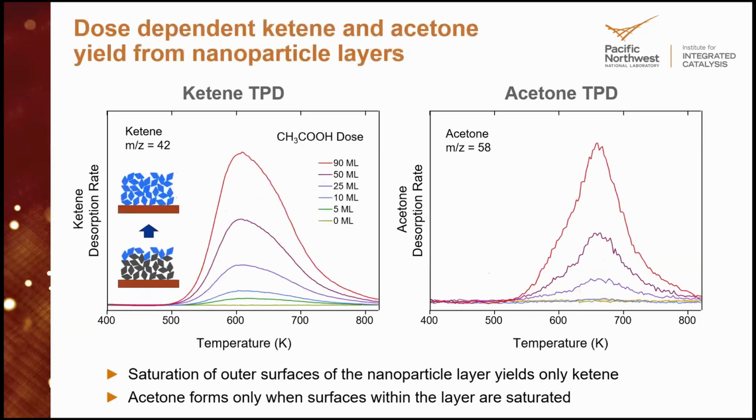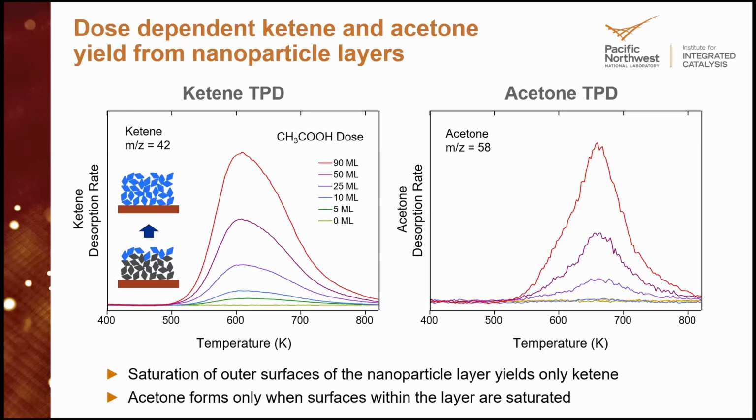Okay. So now we go and we're just going to expose the surface to acetic acid in a temperature range where you can't build up multilayers of acetic acid, and we're just going to increase the dose, right? The ketene comes up, up, up, up, up. All right, that's expected, right? We've got more surface area to get more reactions. Nothing happens initially. There's very little acetone here, but for the higher doses, we start seeing acetone coming off, right? So we're getting different chemistry.